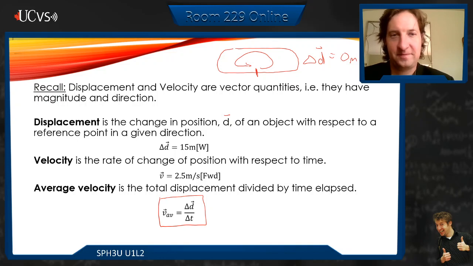pretty subtle, okay? And so really, this runner, their average velocity is 0 meters a second. Oh, also notice I didn't put a direction on that because 0 doesn't really have a direction. It's not forward, it's not backwards, east or south or west. It's 0. It's our null. It's our nothing. Okay? All right.